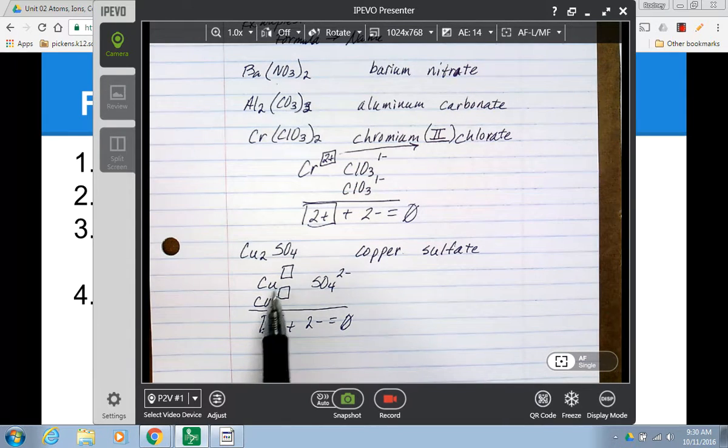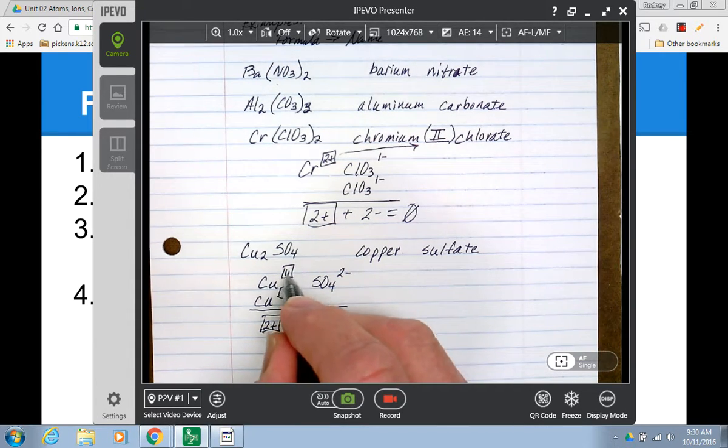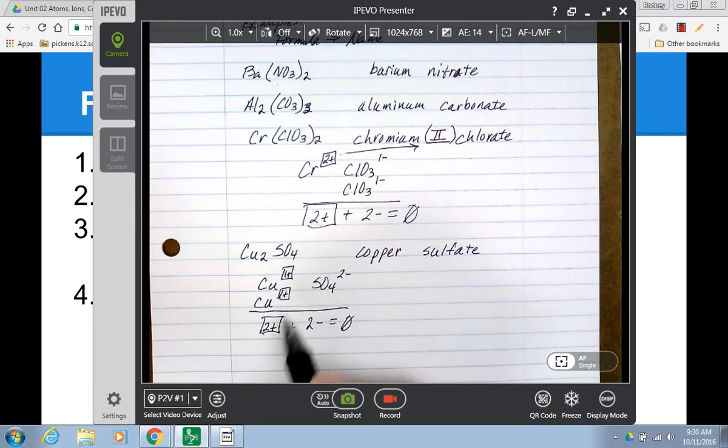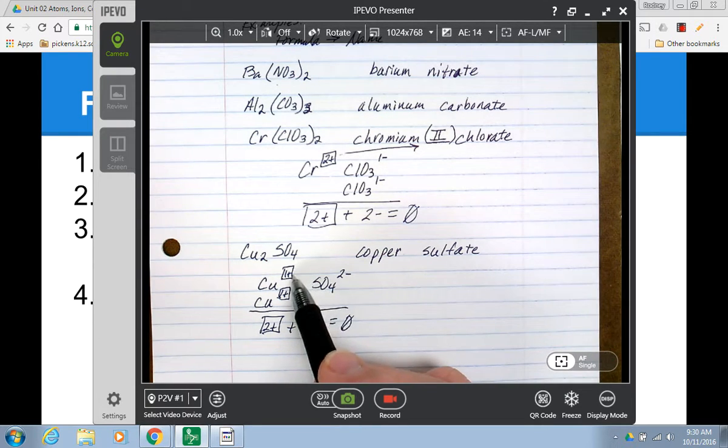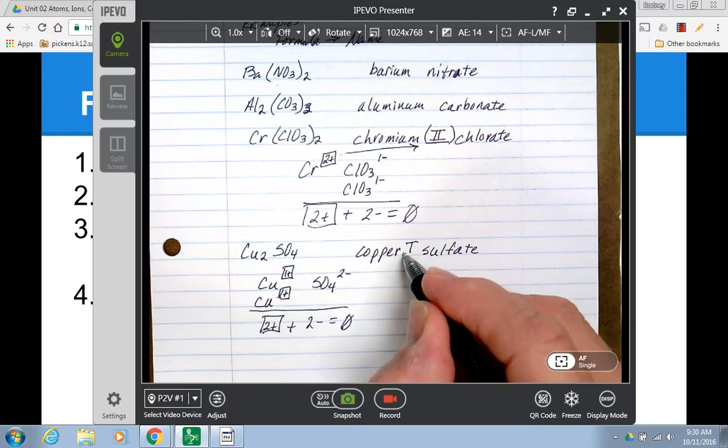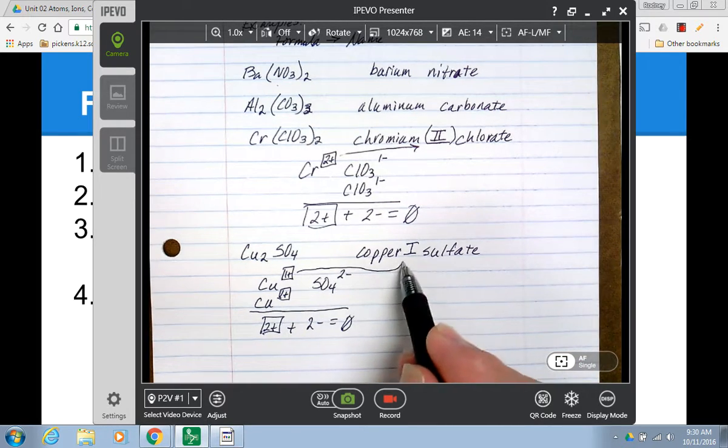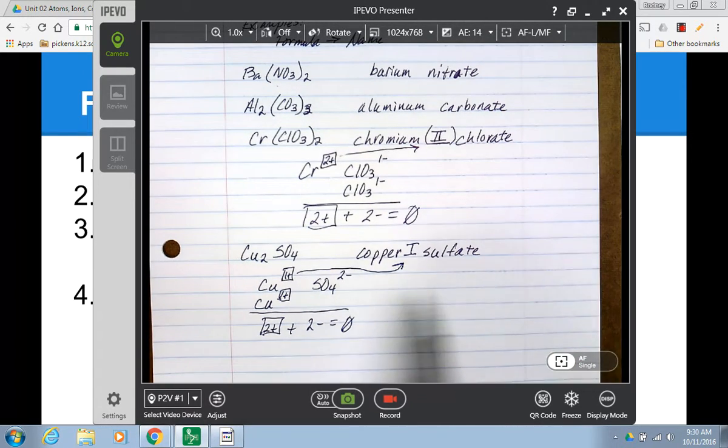Does that mean that each copper is 2 plus? No. Remember, these have to add up to 2 plus. So what must each copper be? Well, they have to be 1 plus because 1 plus and 1 plus equals 2 plus. And that will cancel each other out and equal 0. So copper would be called copper Roman numeral 1. Or we just simply read it as copper 1. We don't write copper 2 because each copper has a 1 plus charge. So therefore, this is simply known as copper 1 sulfate.